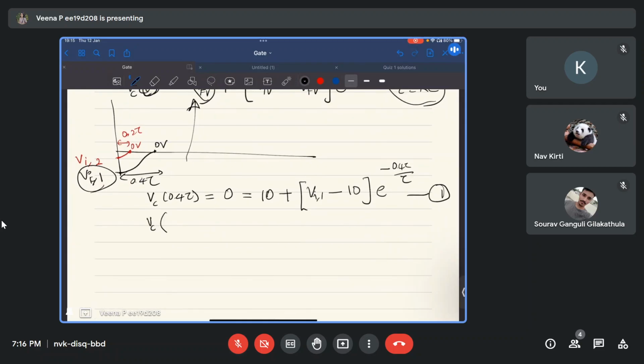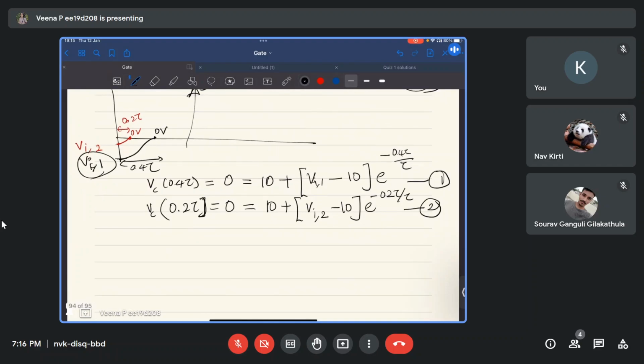Now what is equation number 2? Capacitor voltage at 0.2 tau, which is the second case. Its value is also 0, which is final value plus, in this case, the initial value Vi2 minus final value, e raised to minus 0.2 tau by tau. So this is the second case.